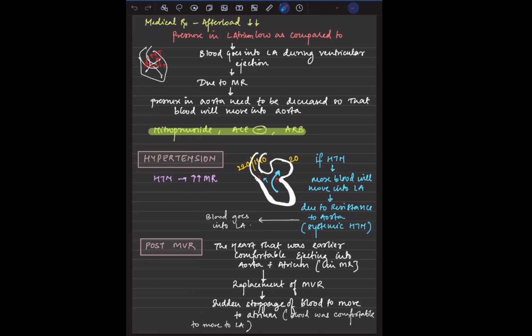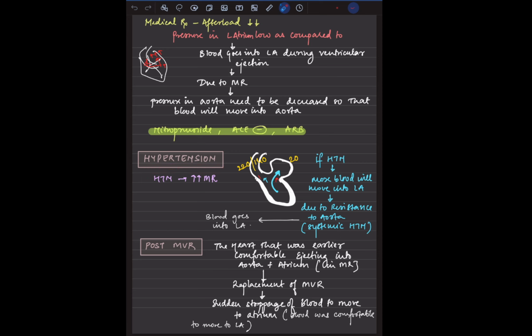Okay, now coming to hypertension. Again the same applies. Hypertension, BP is say 220 by 120. So will the blood be ejected into it? No, the aorta will not be carrying the blood. So what will happen? All the blood will go over here, and we do not want that. If there is hypertension, more blood will move into the left atrium due to the resistance in the aorta. So this is systemic hypertension, and hypertension increases the MR.